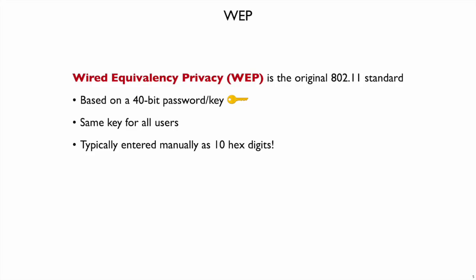The original standard for Wi-Fi encryption is WEP, which stands for Wired Equivalency Privacy. That was the standard in the sense that it was part of the 802.11 standard that Wi-Fi access points follow. It uses a 40-bit password/key, and that key is the same for all users.